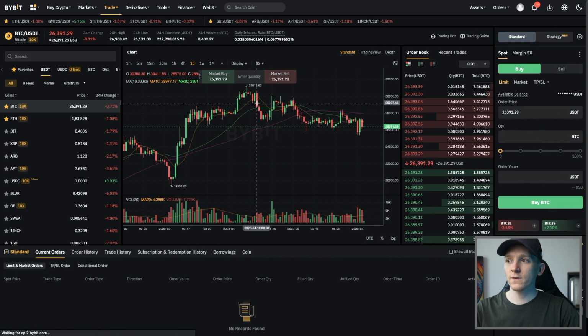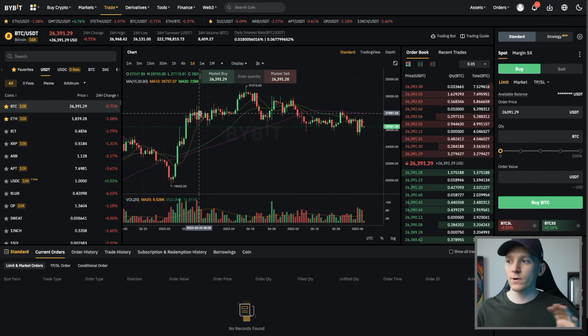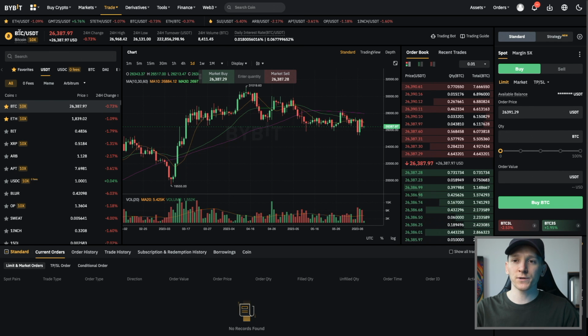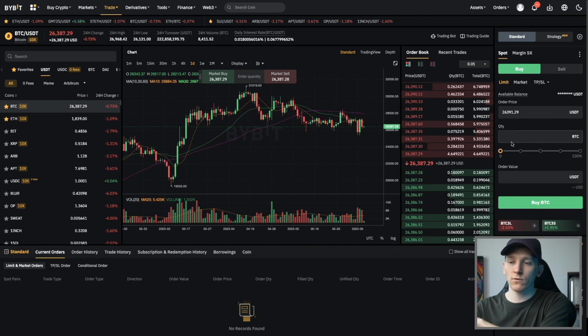And as you can see, what we have is really 3 bits of information. We have the currency pair that we're trading. So which one are we selling and which one are we buying? We then have the market for that currency pair. And then we have our order screen right here.